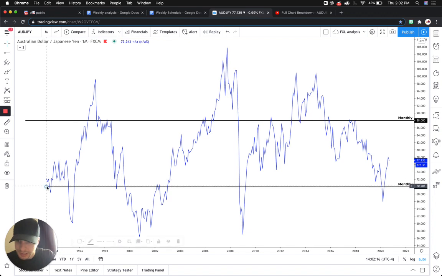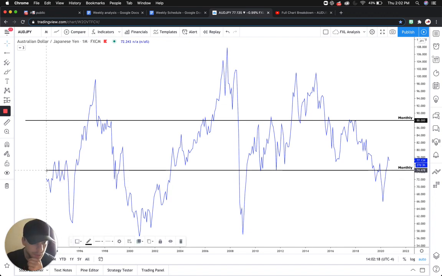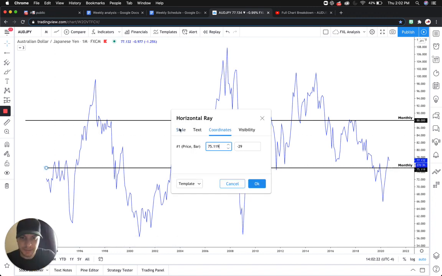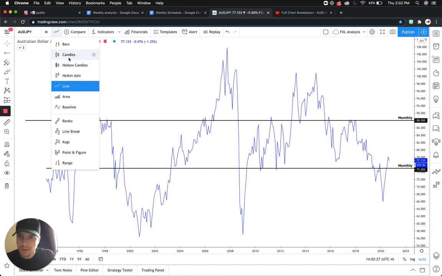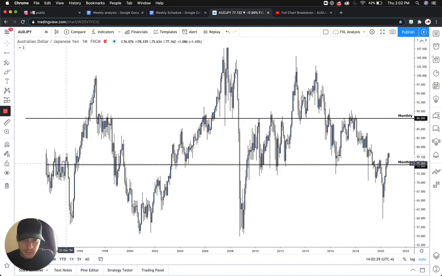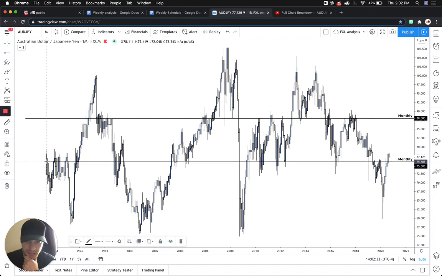Let me just find this next zone. I think it's going to be 75 flat. I like 75 flat better. We're going to double check again, back on the candlestick chart. So this is a bit of an overlap here, and this whole zone has had a lot of reaction.